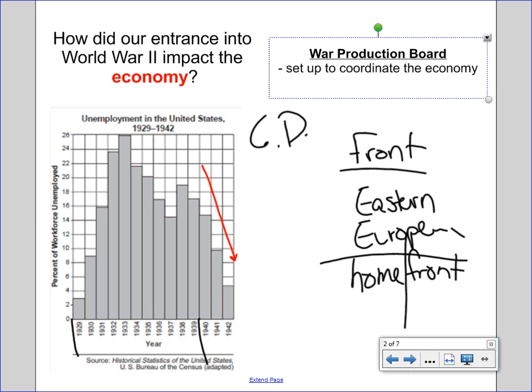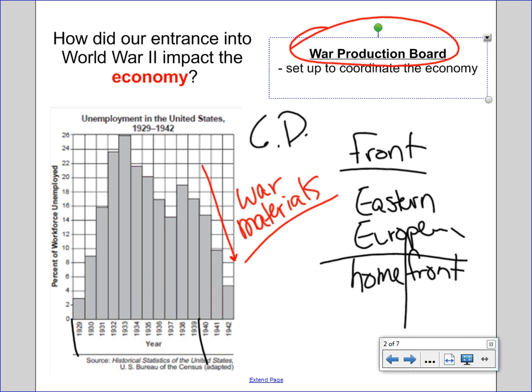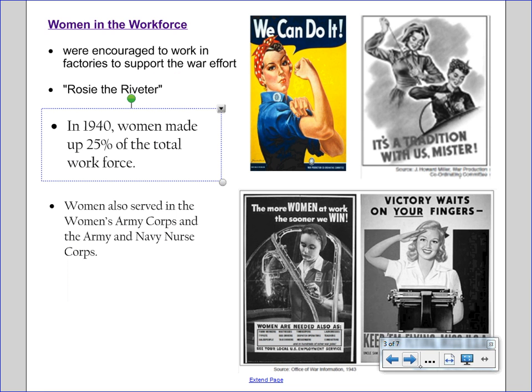Because we are now making war materials, and the government's going to need them for the war. So there's an increased demand. The government's buying the tanks, the airplanes, the guns, the bullets. So factories are going to be kicked into high gear. People are going to start getting jobs back. The government sets up the War Production Board to coordinate the economy, make sure that the economy can keep up with the demand of war.